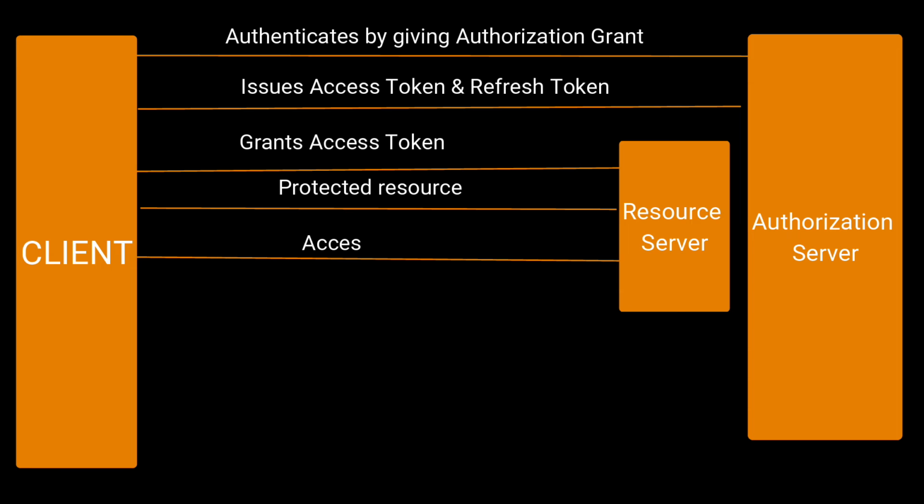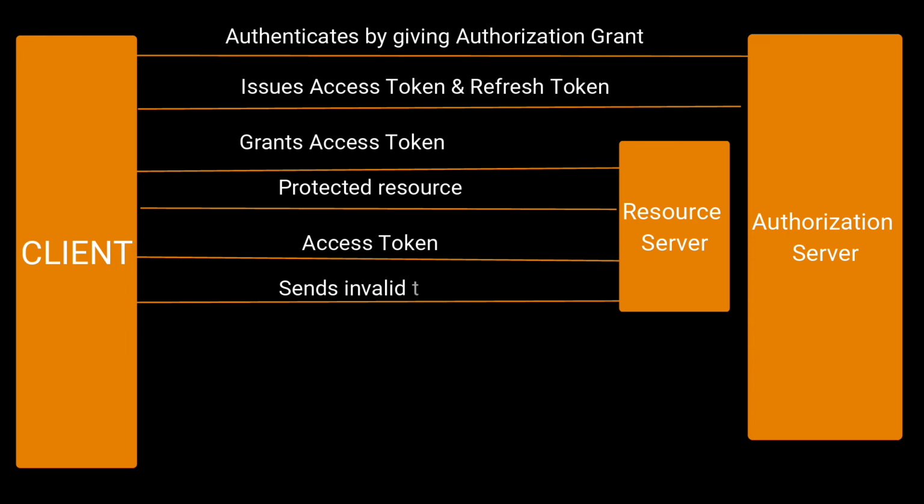The client makes the protected resource request to the resource server by granting the access token, where the resource server validates it and serves the request if it is valid. The step keeps on repeating until the access token expires.